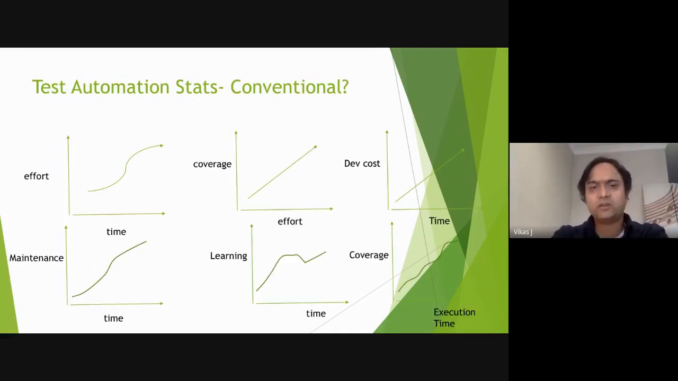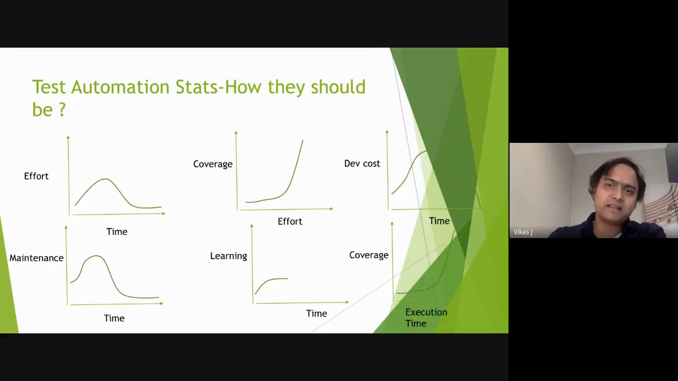We had looked at these graphs earlier, which are very typical graphs, maybe a bit pessimistic graphs. But I would like to show how the ideal graphs would look. And trust me, these are things that I have worked with. So these are not merely ideal graphs. It is a very tangible, reachable solution over a period of time.